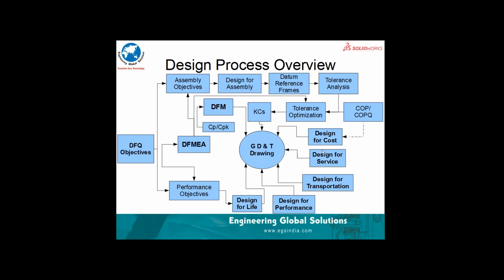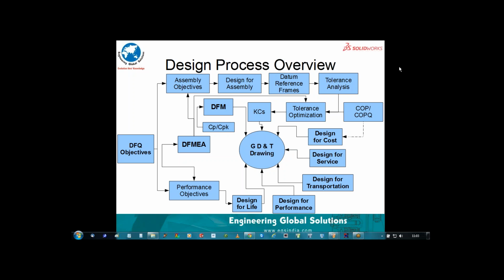Now, when we look at the design process overview, all designs have to start with the quality objectives as the initiator of the design process itself. The DFQ objectives, or the design for quality objectives, as measurable specifications can be classified under two different aspects. One is called the assembly objectives and the other is called the performance objectives. The assembly objective relates to integrating the product components together in a design for assembly, providing the datum reference frames, the tolerance analysis, the tolerance optimization, and producing the key characteristics when we are releasing the drawing.